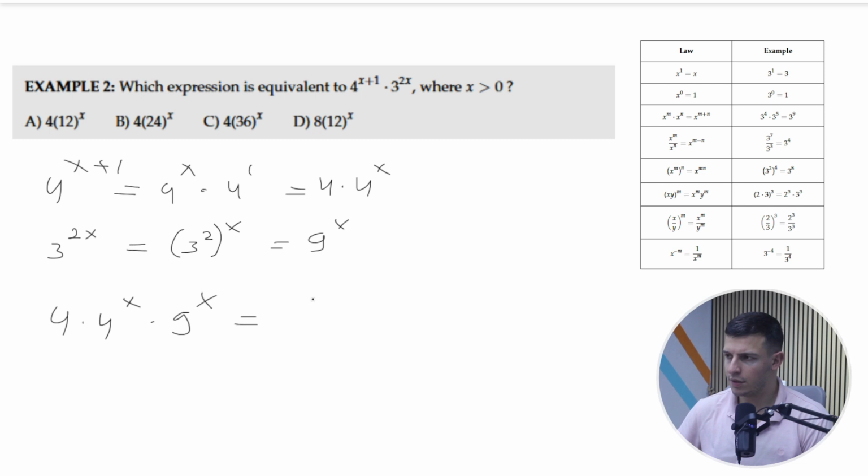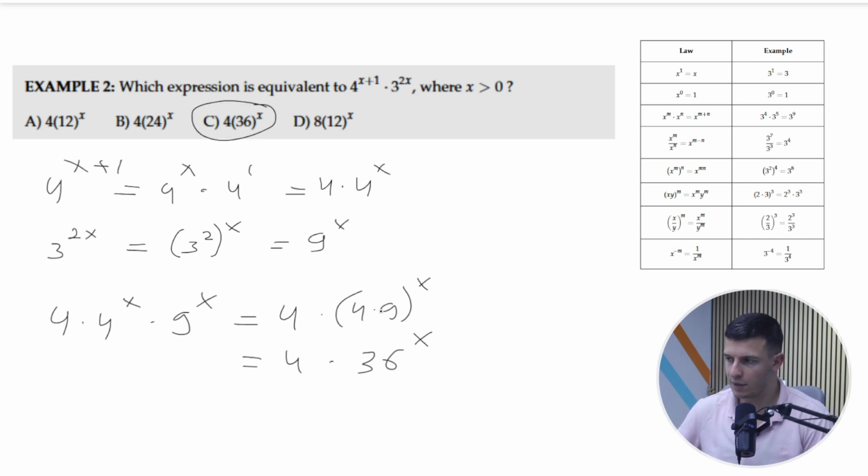And now we can use some of the rules. So 4 can stay as it is. Now these 4 to the power of x and 9 to the power of x, they don't have the same base, but they do have the same top. So in that case, we can multiply the bottom. So this can become 4 times 9 to the power of x, which is going to be 4 times 36 to the power of x. So the answer is going to be C.